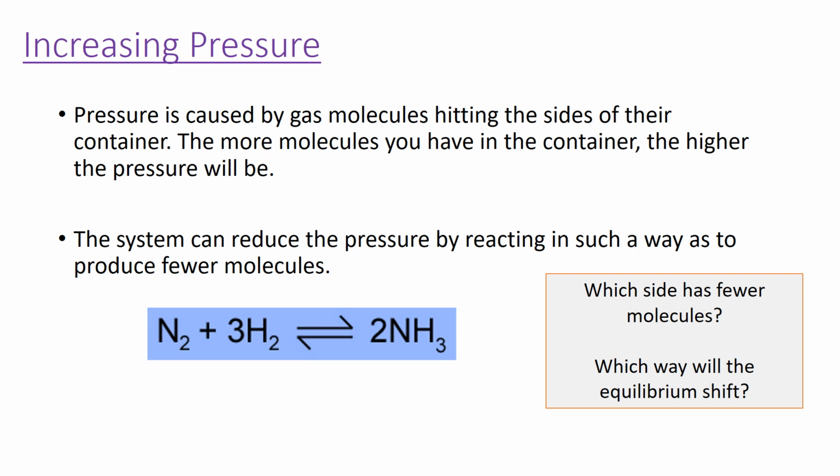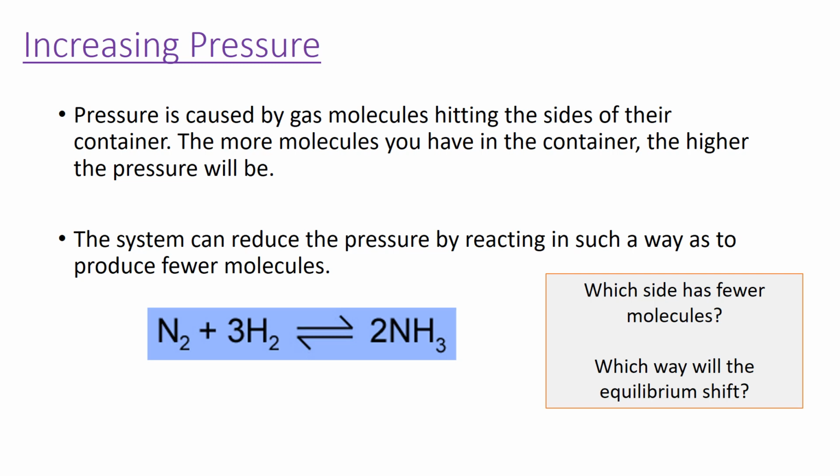So pressure is caused by gas particles hitting the side of their container. The more molecules you have in the container, the higher the pressure will be. We've already said that. So if you put more particles in a container, the pressure will increase, or if you decrease the size of the container, the pressure will increase because there are more particles hitting the sides of the container. And then the system can reduce the pressure by reacting in such a way as to produce fewer molecules. So basically, the system wants to have fewer molecules because if you're increasing the pressure, it's trying to reduce the pressure itself by reducing the amount of molecules inside.